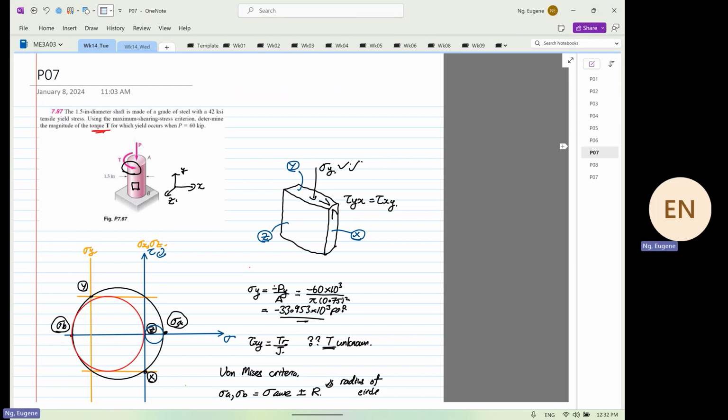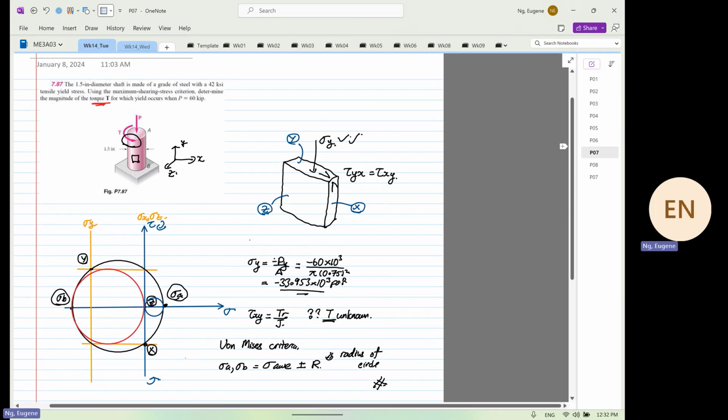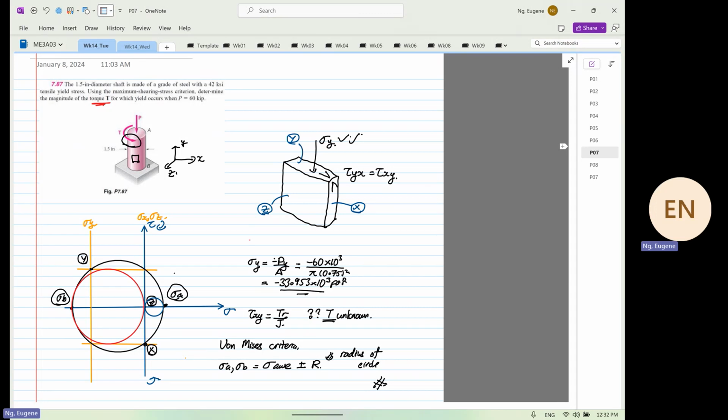So as always, like what we have seen in Von Mises and Tresca, we always sketch the 3D Mohr circle so that we can determine what is our stress A and what is our stress B. So we can determine our normal stress about Y. Unfortunately, we cannot get our shear XY because we don't know our torque. Okay, I repeat again, we don't know our torque.